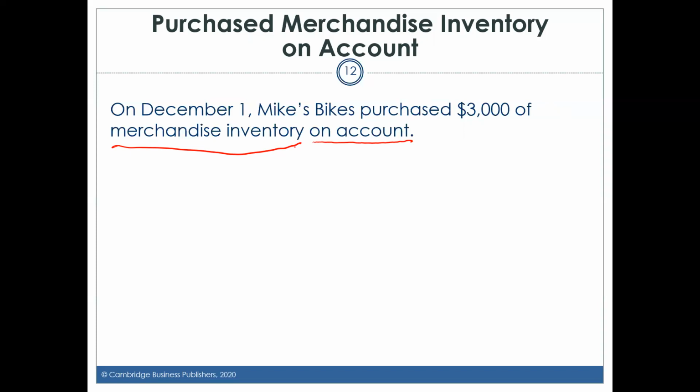And in exchange for that, they give whoever gave them those bikes, the supplier, a promise that they're going to repay them in the future within the specified payment period. Usually the supplier will give you 30 days to pay off your account. And so that promise is a liability from Mike's Bikes' standpoint called accounts payable. The two accounts involved, merchandise inventory, which is an asset, and accounts payable, which is a liability.